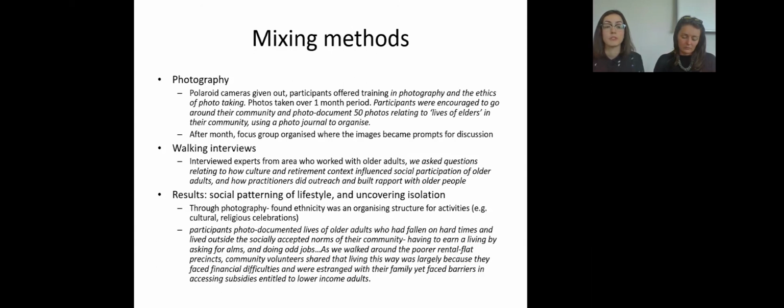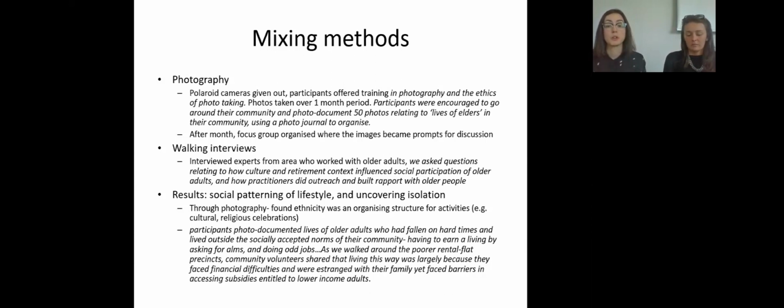Also in the photography session, participants photo documented the lives of older adults who had fallen on hard times and lived outside the socially accepted norms of their community, having to earn a living through asking for alms or odd jobs. As we walked through the poorer rental flat precincts, the community volunteers reflected on their experiences of the same group. So in one group, the older people photographed them, and in the other group, the experts walked through these neighbourhoods. So again, it's an issue that both populations were able to speak to.